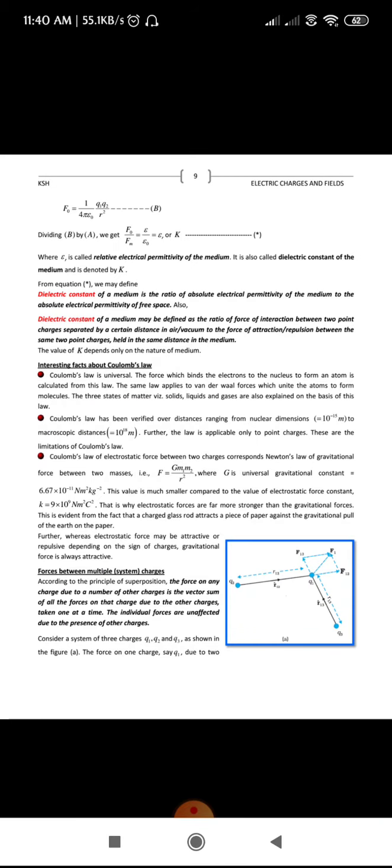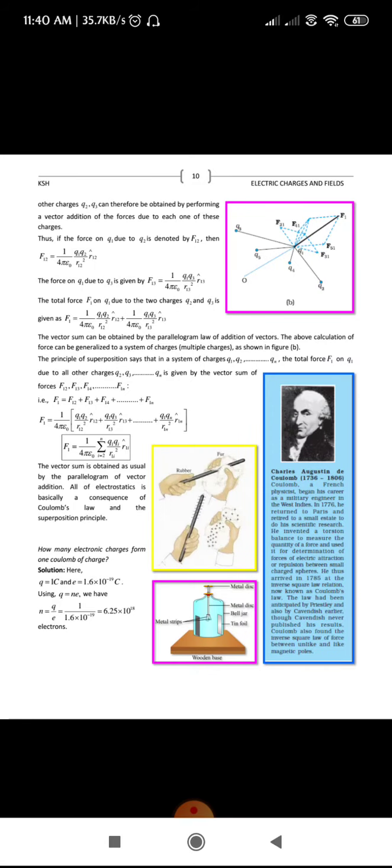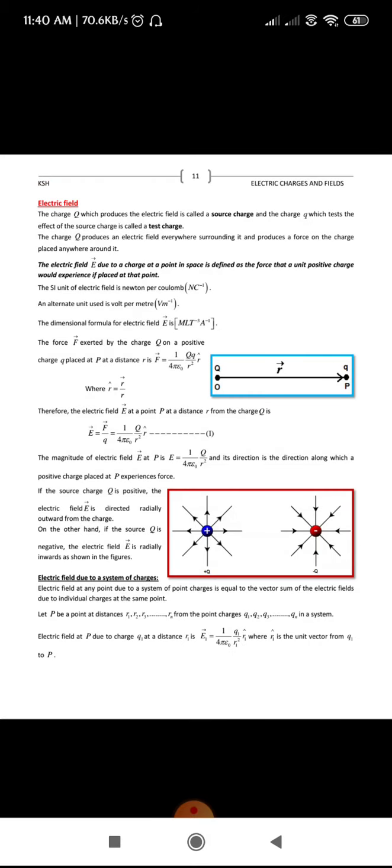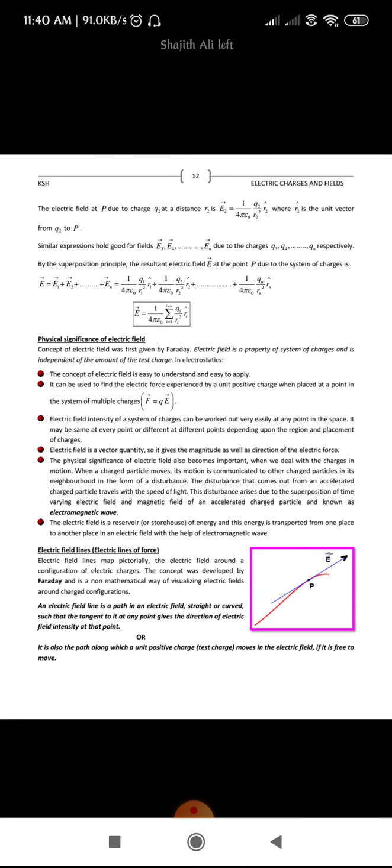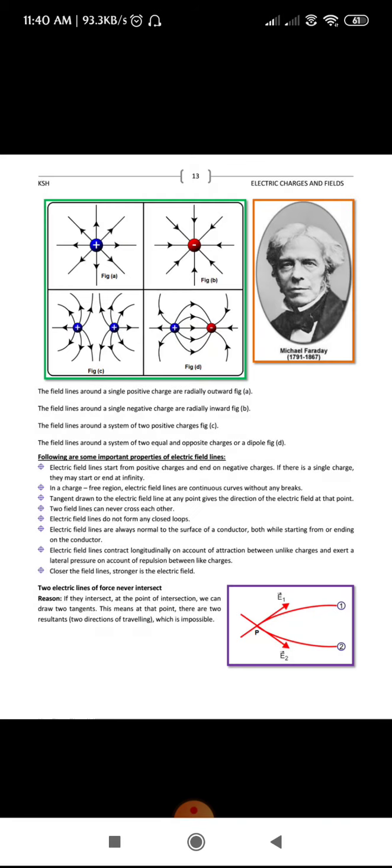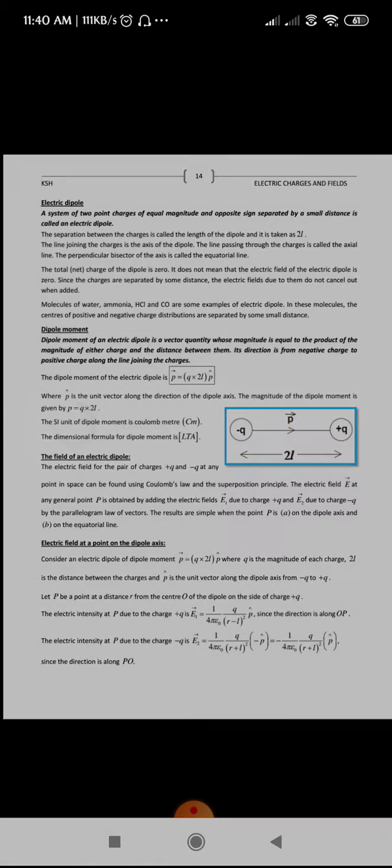Next, dielectric. Just go through dielectric. What do you mean by dielectric? Definition. That is enough. Next, forces between system of charges. In case they ask, it will be for 3 marks. It has been asked very rarely. Next, electric field. Just go through this. Properties of electric field lines, just go through that.